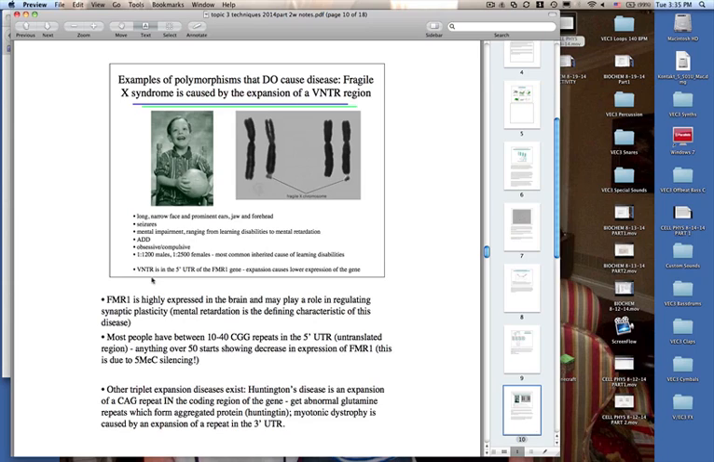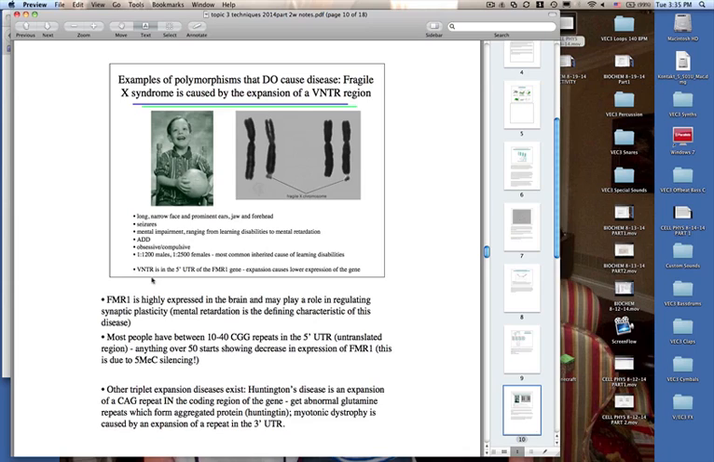This region up here is a region that we call the 5' UTR, and we'll talk more about this again later. But UTR means untranslated region. So that's a part of the gene that gets transcribed into the RNA, but it does not get translated.